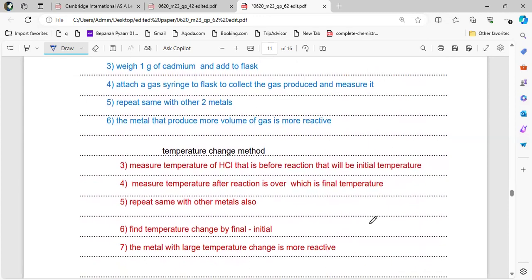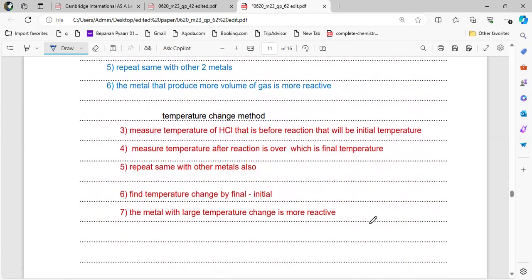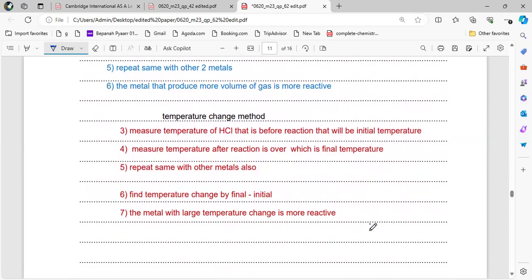Then repeat the experiment with the other two remaining metals. Final temperature minus initial temperature will give you the temperature difference. You have to do it for the other two metals also. And finally, the element which has the higher temperature change is the more reactive element.